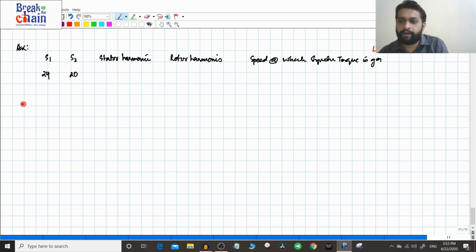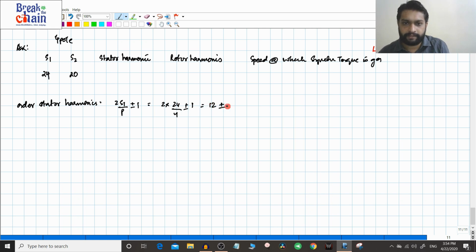So first we will find the order of the stator harmonics. It's very easy, you already know. We are assuming that it's a 4-pole machine. So that is 2 into S1 by P plus or minus 1. So this is 2 into 24 divided by 4 plus or minus 1. So this will be 12 plus or minus 1, right?